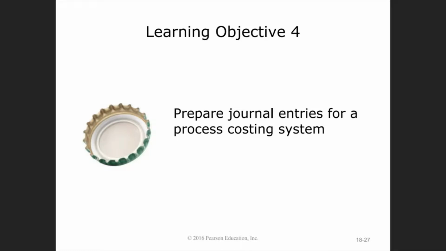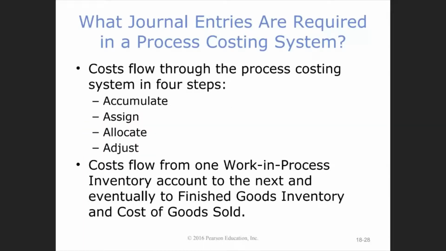All right, so learning objective 4, prepare journal entries for a process costing system. So what journal entries are required in a process costing system? Costs flow through the process costing system in 4 steps. They accumulate, assign, allocate, and adjust. Costs flow from one work in process inventory account to the next, and eventually to finished goods inventory and cost of goods sold.